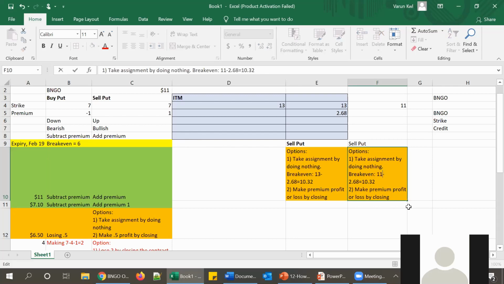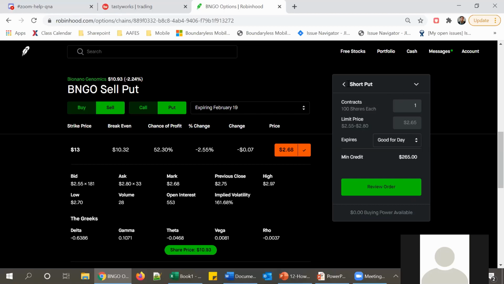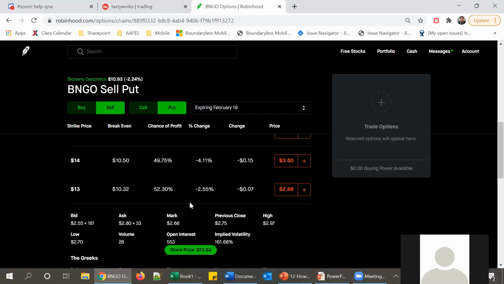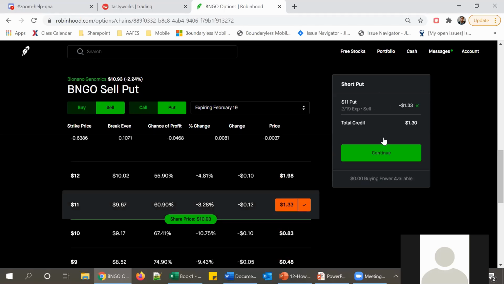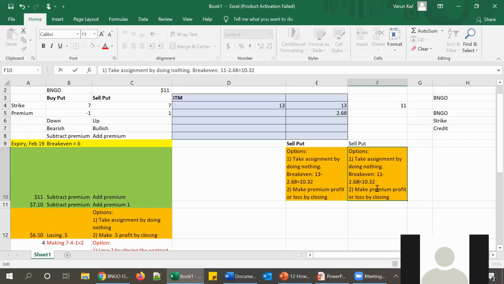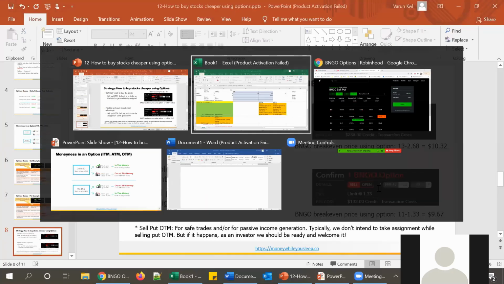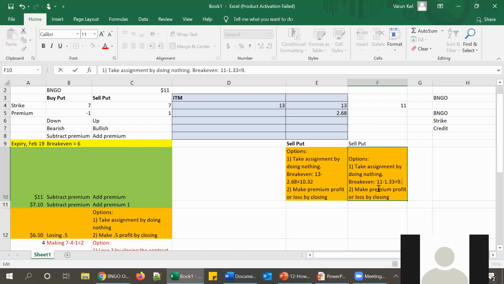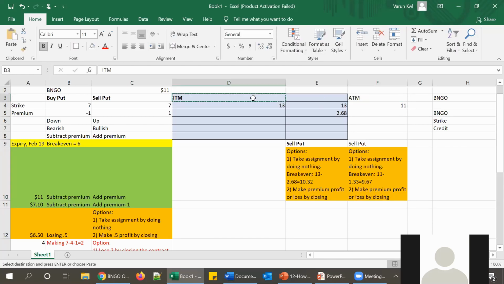11 minus, on 11, what is the money I'm getting? 1.33, right? 11 minus 1.33. What is the amount? 9.67. Okay, so you can see from the example, just by making it at the money, my break-even price has become even lower.